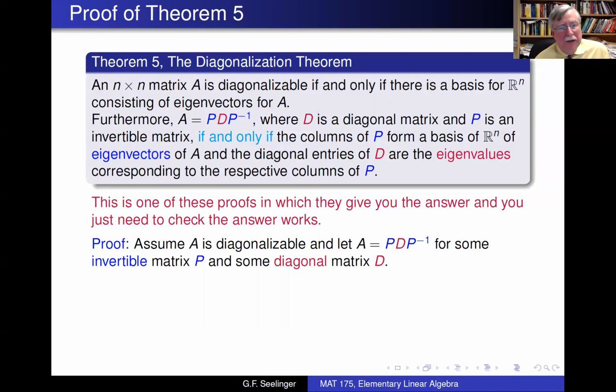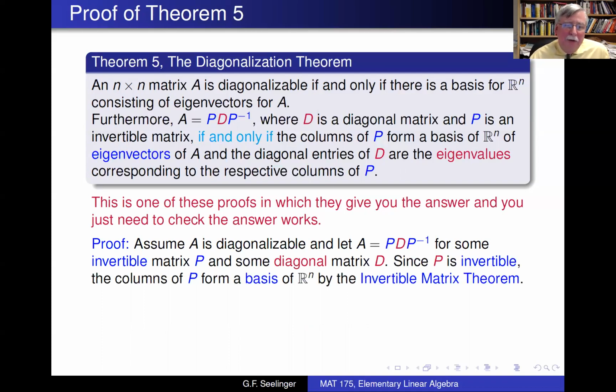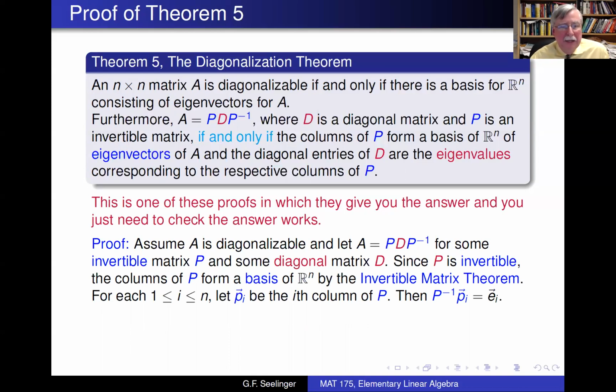Assume A is diagonalizable. So that means A is equal to P D P inverse for some invertible matrix P and some diagonal matrix D. Since P is invertible, the columns of P form a basis of Rn by the invertible matrix theorem. And so let's go ahead and let Pi be the ith column of P. So P1 is the first column of P, P2 is the second column of P, and on and on. And what does that mean? That means that P inverse of Pi is equal to the ith column of the identity, the ith standard vector.